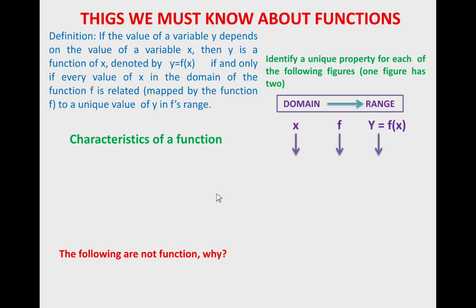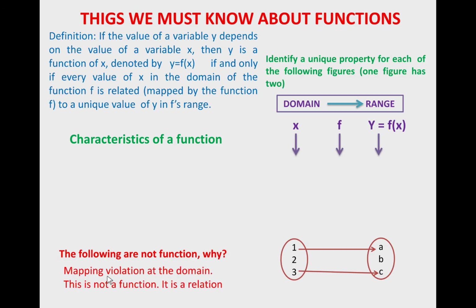Now the ones we're going to be looking at now are not really functions. They are relationships. Every function is a relationship, but not every relationship is a function. Let's take a look. Here, this is not a function because there is a violation. We said to be a function, every element in the domain must be mapped by the function. And we know that 2 is not mapped by the function. So the problem here is a mapping violation at the domain. This is not a function, it's a relation. Let's take a look at another example.